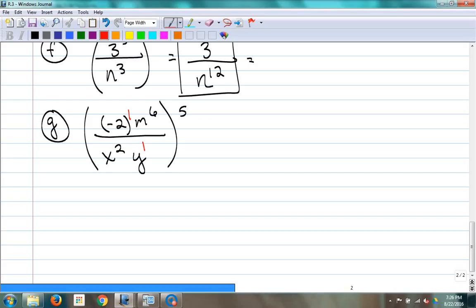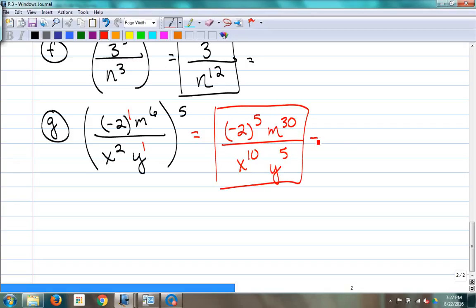So -2 raised to the 5th power. Now, m raised to the 5 times 6 is 30. x raised to the 10th. y raised to the 5th. And you could leave it like that.